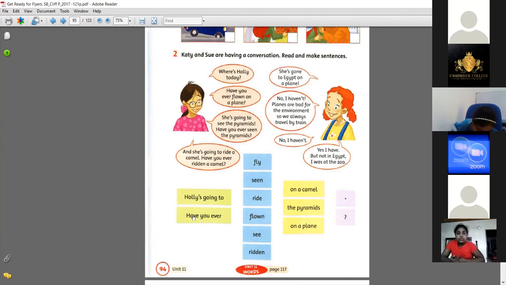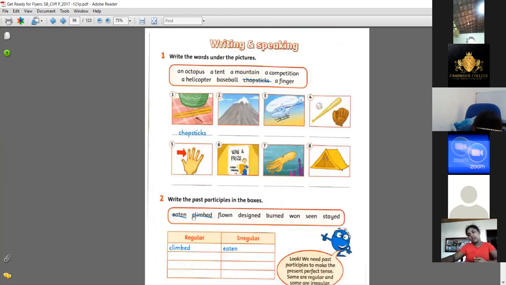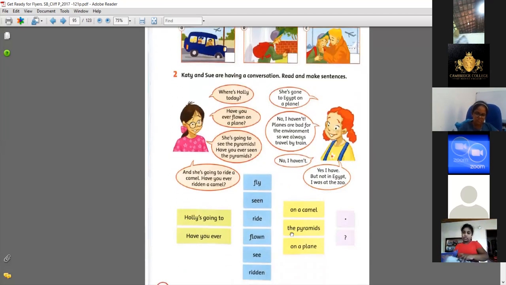Okay. I hope you understood it. Do we need to write this in the book? Yes. This one you want to copy down to your writing book because we don't have enough space to write sentences here. Then you want to take your writing book and copy down the sentences. Writing.